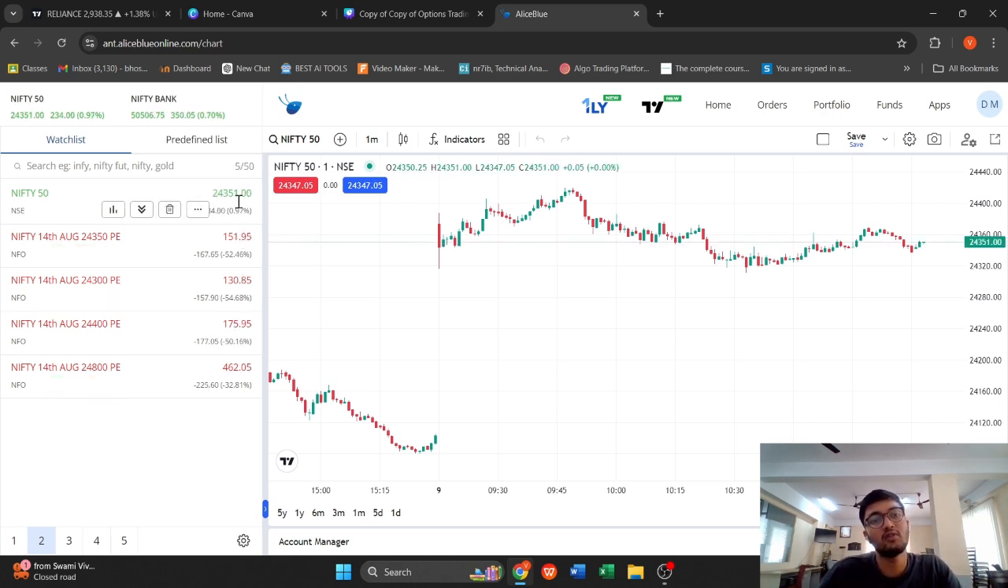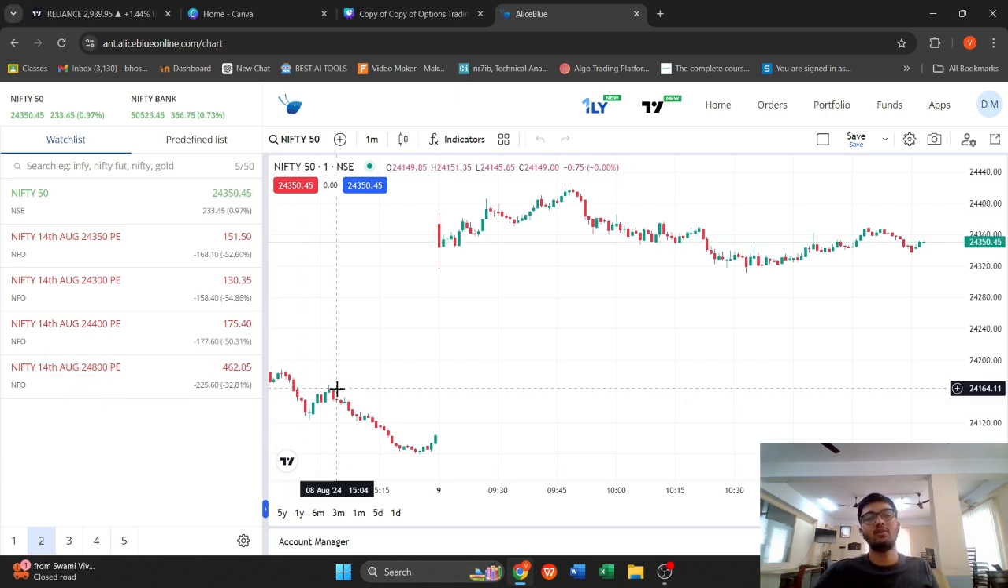So 24,340 is the market price. What is the difference between 24,800 and the current price? It'll be somewhere around 450 rupees. If it is in the money, there's an intrinsic value associated plus the time value. The intrinsic value is 450 rupees and 12 rupees is the time value of this contract. So I think deep in the money is clear.